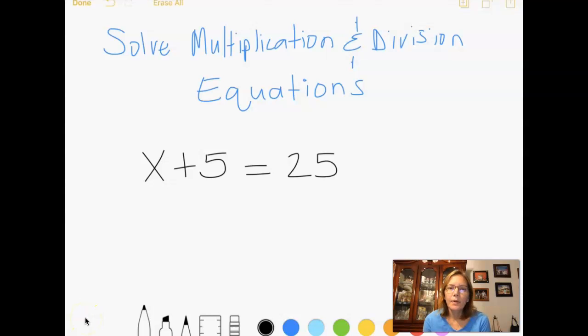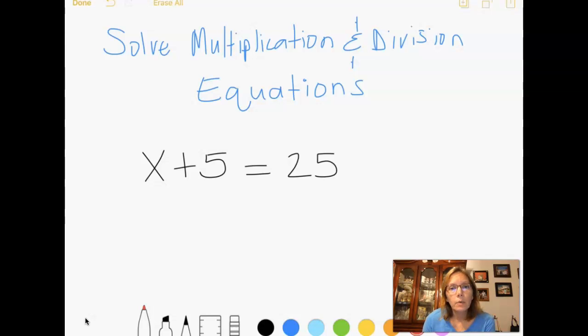Hey guys, today we're going to talk about how to solve multiplication and division equations. But before we do that, we're going to review solving addition and subtraction equations because the rules are very similar. So let's look at this example.